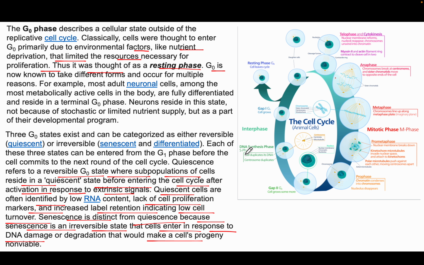So in S phase, what happens? The cell will duplicate its DNA. Then in the case of G2, what happens? The cell will grow some more and assemble all the items required for mitosis, and then the cell will go to mitosis. Mitosis has some steps: prophase, prometaphase, metaphase, anaphase, and then telophase. Telophase and cytokinesis happen, and then it forms two daughter cells.